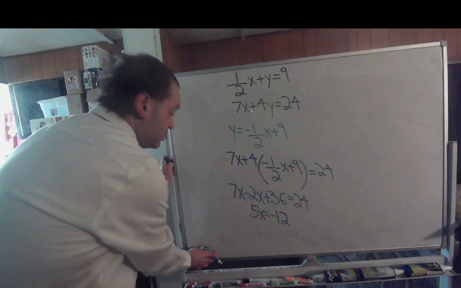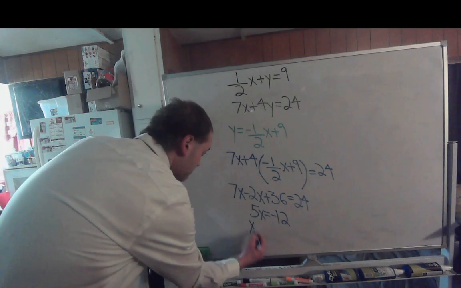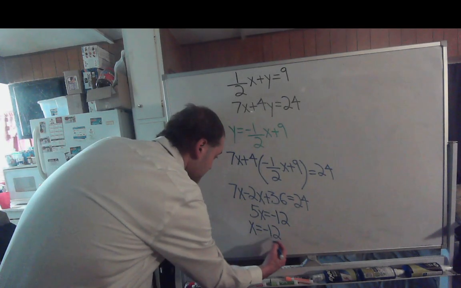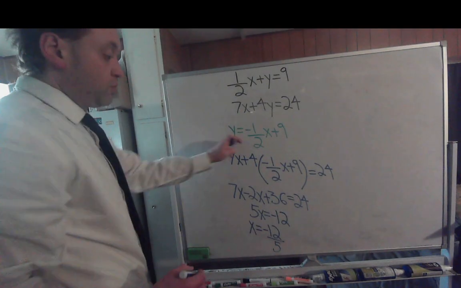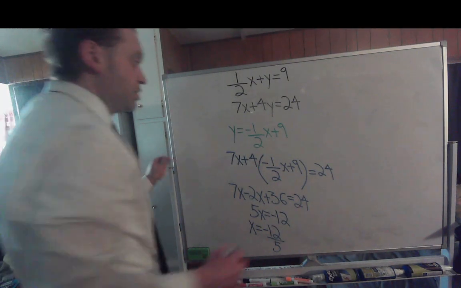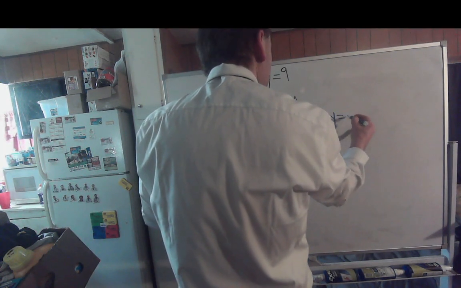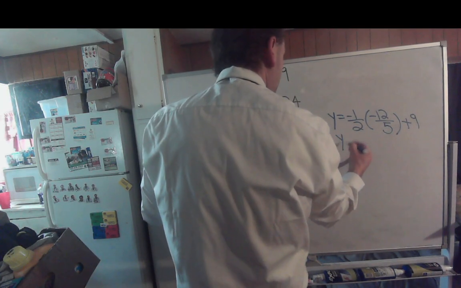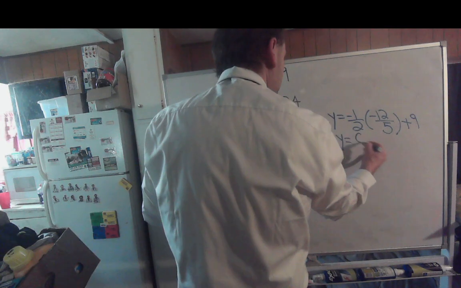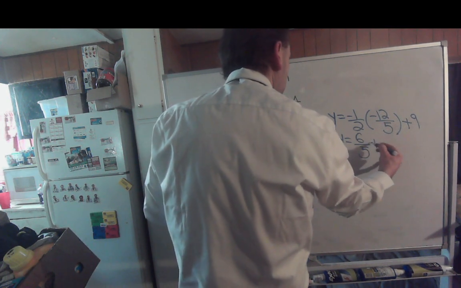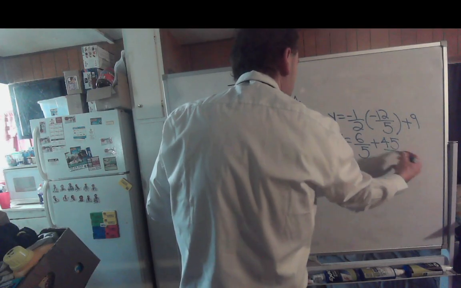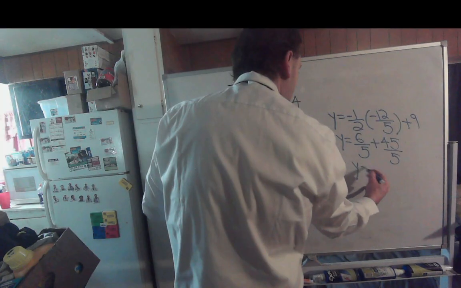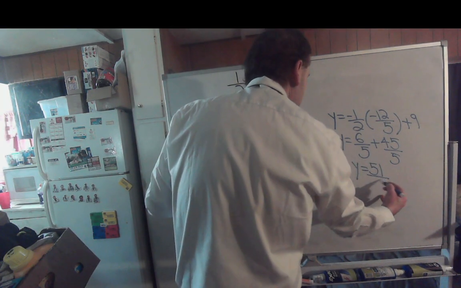which would end up giving you the x-coordinate being -12/5. Now we can solve for y by putting the x value in here. So y would equal -1/2 times -12/5 plus 9, which would have to mean that y would equal 6/5 plus 45/5, because that's 9, which would mean you would get a y-coordinate of 51/5.